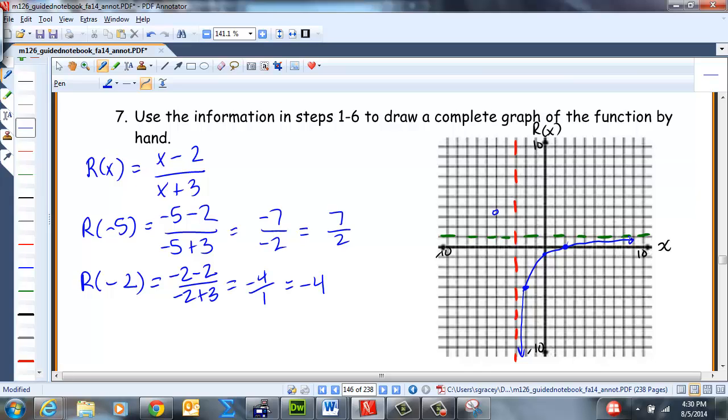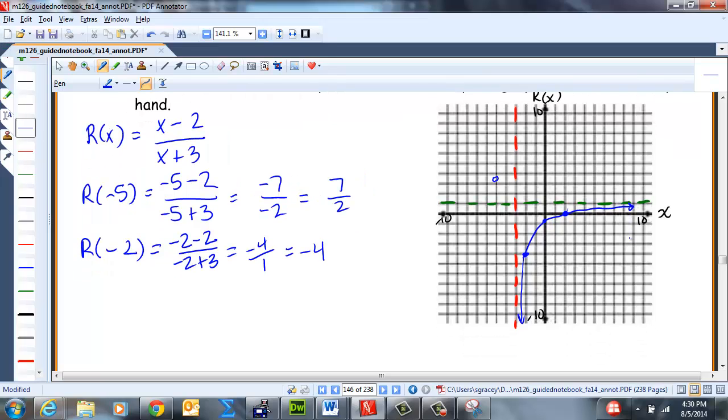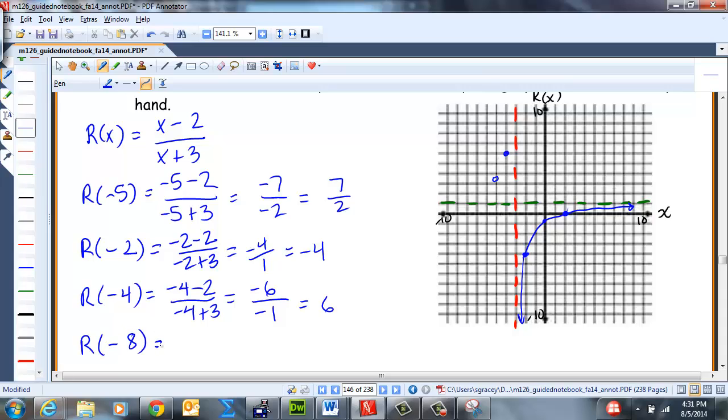And then let's check out the left side, to the left of that vertical asymptote. So taking a look at r at -4, we would get -4 minus 2 over -4 plus 3, which is -6 over -1, which is +6. So at -4 we'll be at 1, 2, 3, 4, 5, 6. And then why don't we do r at -8? How about that? So we'll have -8 minus 2 over -8 plus 3, which is -10 over -5, which is +2.